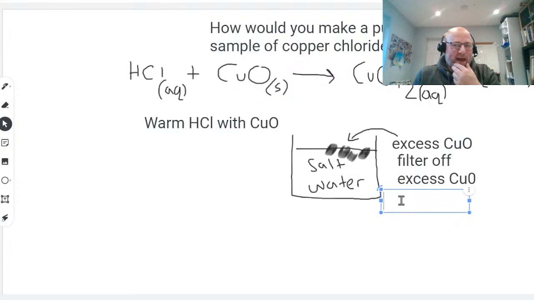No, it doesn't matter if you add the acid to the base. Well, we want to add the base in excess, so we'd probably add the base to the acid. But if you wrote that in the exam, add the base to the acid or acid to base, you won't lose any marks.